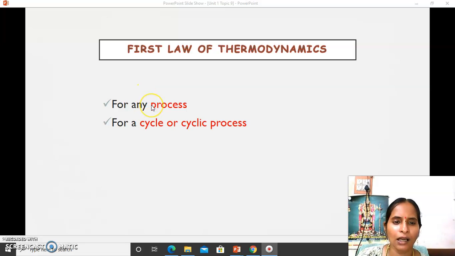Here this first law can be defined for any process, and second, for a cyclic process or any cycle. Okay, process is different from cycle, you know very well. Process is a change of state, cycle is a change of state ending with the same initial condition, returned back to its original condition. So separately we will study the first law of thermodynamics for any process, and then for a cyclic process.